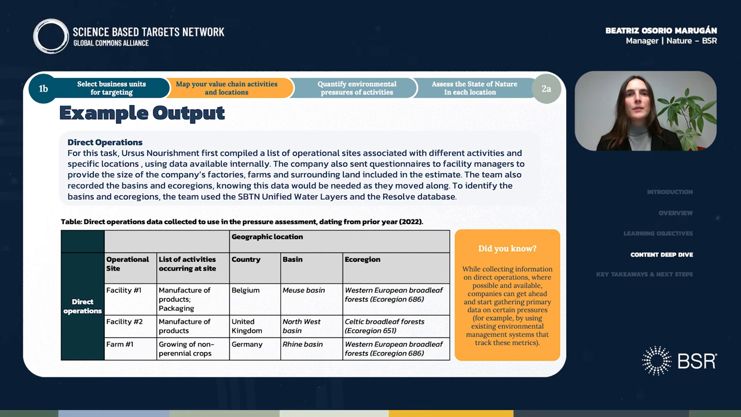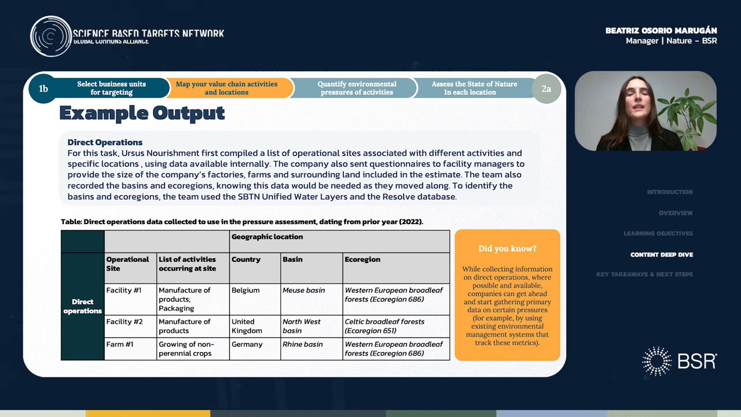Here, Ursus Nourishment first compiled a list of operational sites associated with different activities and specific locations using data available internally. The company also sent questionnaires to facility managers to provide the size of the company's farms and surrounding land included in the estimate. The team recorded the basins and ecoregions, knowing this data would be needed as they moved along using the SBTN Unified Water Layers and the Resolve database.